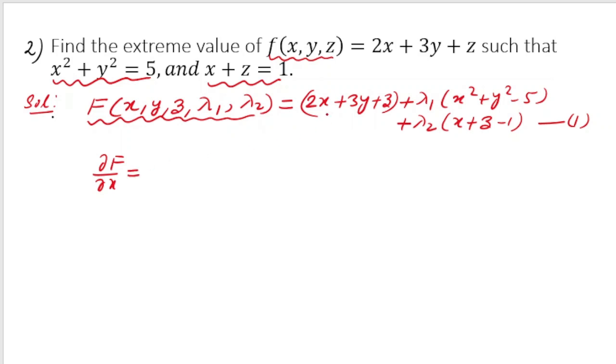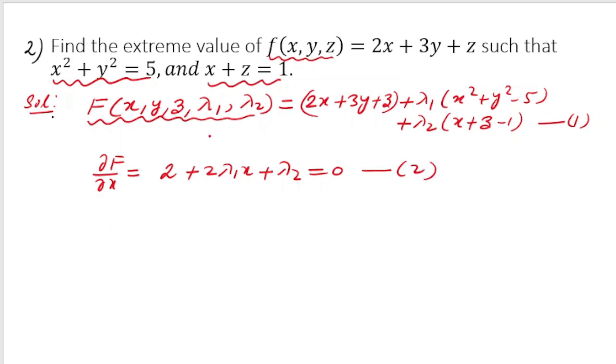So if I find del f by del x, it will give me 2 from the first bracket, the second bracket will give me plus 2 lambda 1 x, and the third one will give me lambda 2, and that I have to equate to 0. So this will give me the equation, and it is already in the nice form, so I don't have to write anything else. So this is the first equation that I have got. Okay, I'm calling this first, so let me call this second.